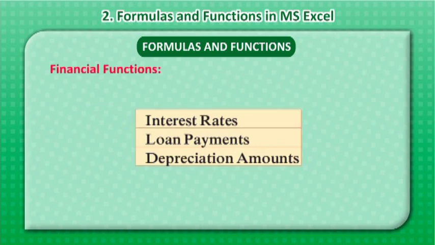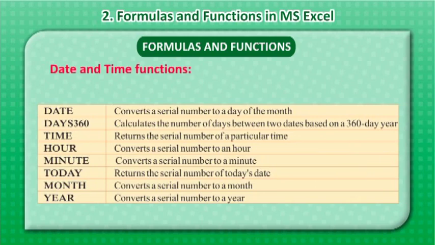Financial functions: interest rates, loan payments, depreciation amounts. Date and time functions. Date converts a serial number to a day of the month. Days360 calculates the number of days between two dates based on a 360-day year. Time returns the serial number of a particular time. Hour converts a serial number to an hour. Minute converts a serial number to a minute. Today returns the serial number of today's date. Month converts a serial number to a month. Year converts a serial number to a year.